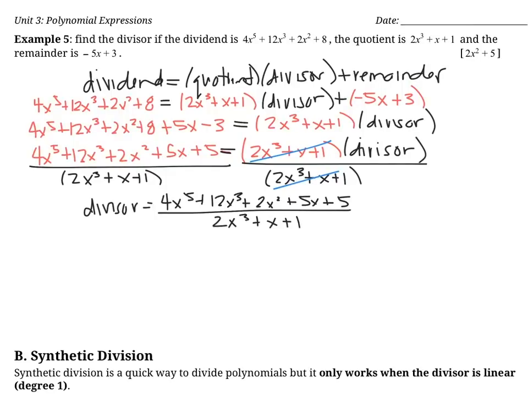Phew. But we're not done yet, because if this is what the divisor is equal to, we got to figure out what this ugly thing divided by this ugly thing is. So now we know the deal. We're going to do long division. So set it up, have fun, check back in the video to make sure you've done it correctly.